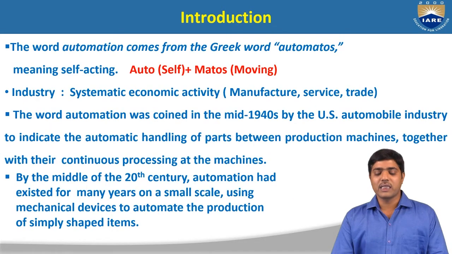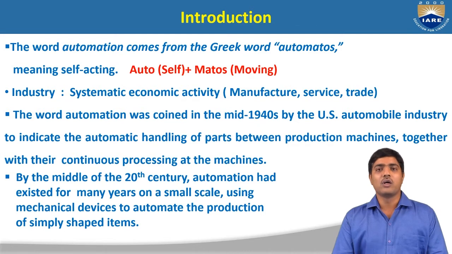So coming to the introduction, first of all we'll see what is meant by automation. The term automation comes from the Greek word automatos. Auto means self and matos means moving, self-moving. If you go to any industry which is automated, you can see there won't be any intervention of human beings. All the processes are moving automatically.